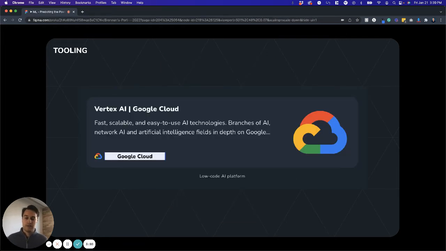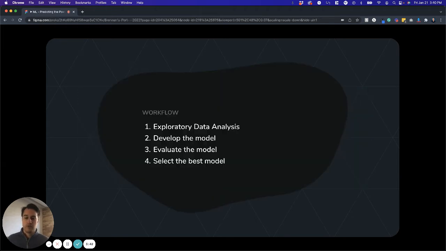So for tooling, I chose to go down the path of a very low-code machine learning platform called Vertex AI. It made it much easier for me to just step into it with the data and to start playing around with it, evaluating it, and working with different models and algorithms, and then deploying quickly. The workflow for this project was to explore the data, to develop a model, evaluate the model performance, and then select the best one based off the performance.